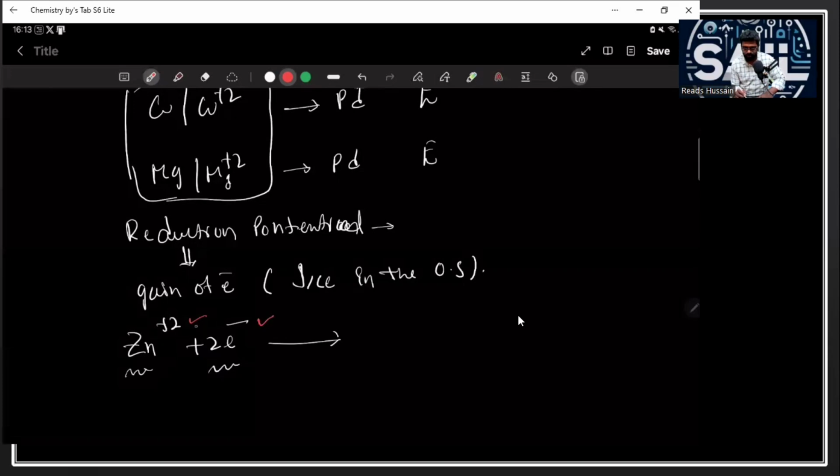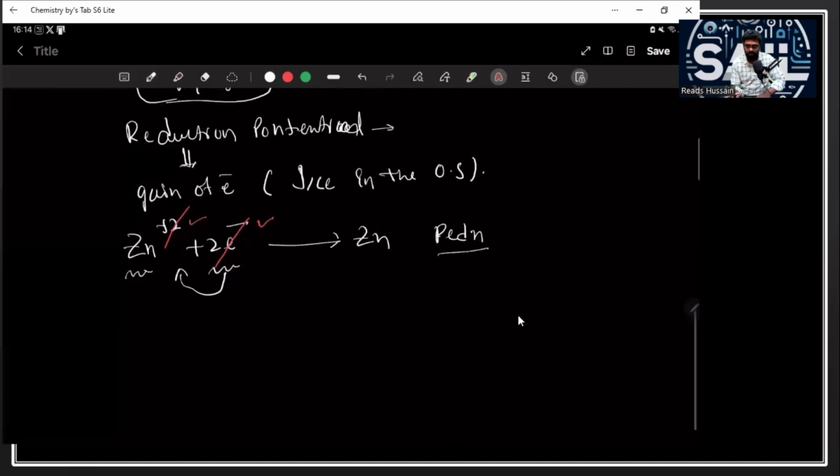Gaining 2 electrons, this plus 2 and minus 2 get cancelled and it becomes zinc. This process is called reduction. Here gaining of electrons is taking place. And one more point you can observe here: the zinc oxidation state here is Zn plus 2, and here the zinc oxidation state is 0. The oxidation state decreases from plus 2 to 0. This is called reduction. I hope you understood the reduction process.